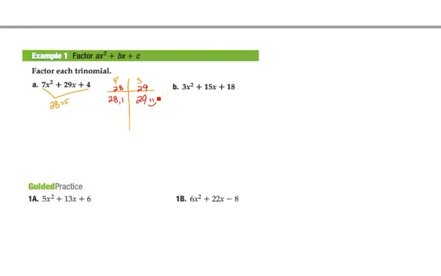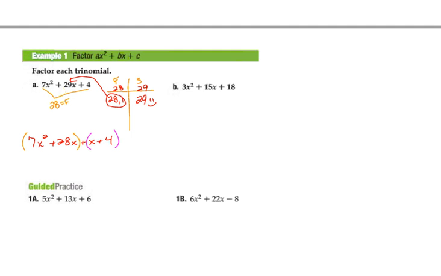So that does work. Okay. That means that, again, I am going to rewrite my 29x as 28x plus 1x. And the reason why I'm doing that is then I can look at it as factor by grouping. So I have 7x squared plus 28x plus x plus 4. Then I'm going to focus on each one of these pieces.